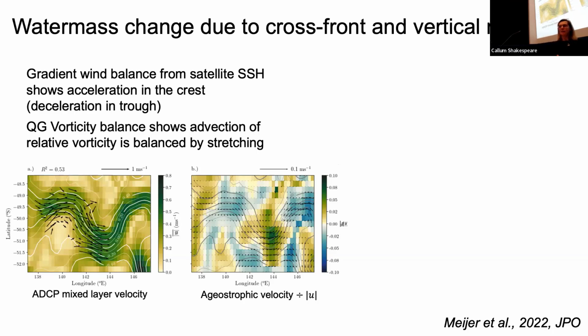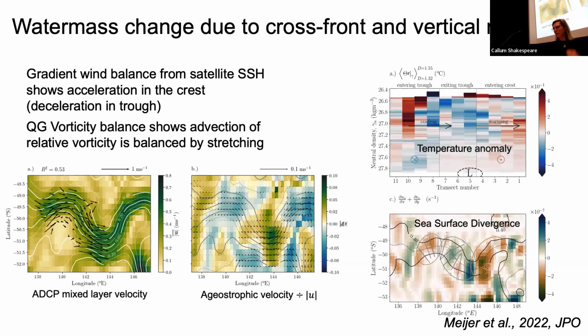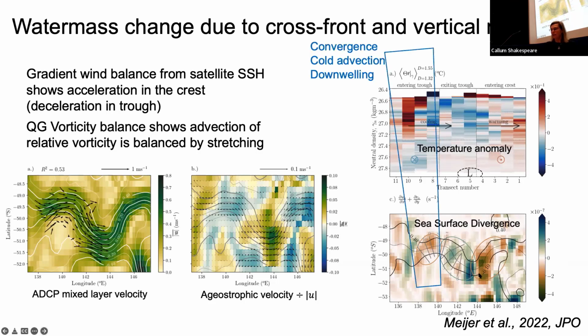And so these accelerations and decelerations drive divergence and convergence of the surface flow, and that drives cross-frontal exchange and vertical motion, which I'll explain a little bit about here. So we've got a map of the divergence at the sea surface. Brown indicates convergence near the trough, and green indicates divergence between the trough and the crest. So where we have convergence, we line that up with this region entering the trough in the temperature anomaly field.